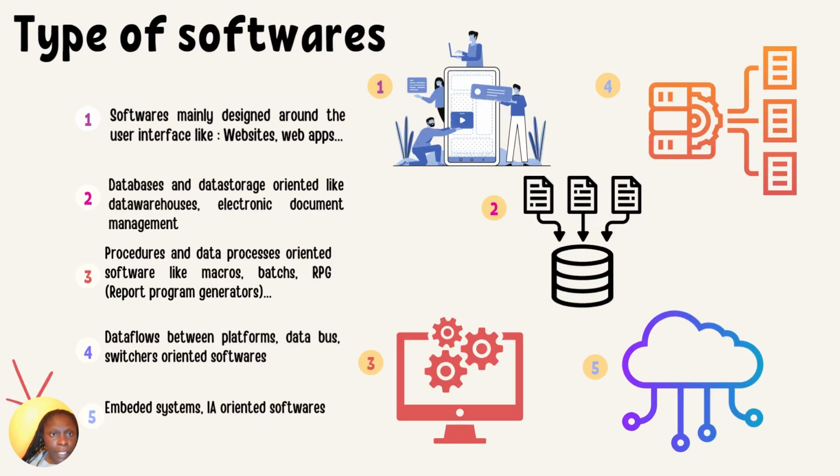So there are different kinds of software. There are software focused on interfaces, so the design of the layout is important, like websites, web apps, and so on. There are software that are more to store data, like data warehouses. There are software that are more for procedures, others that are more for data flows, embedded systems, and AI-oriented software.